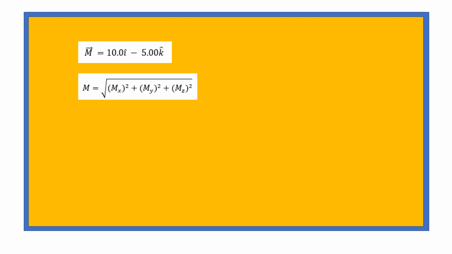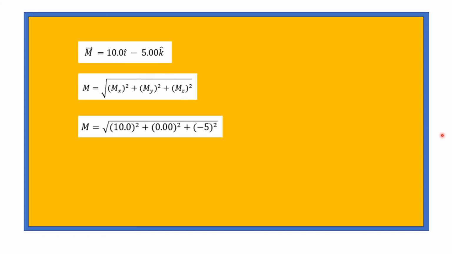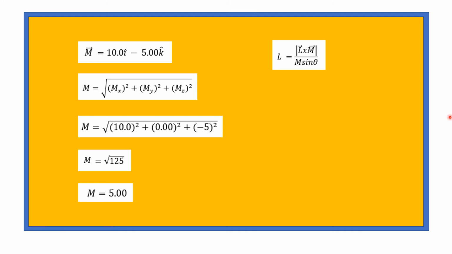So remember again, m is 10.0 i hat minus 5.0 k hat. So the magnitude of m is the square root of mx squared plus my squared plus mz squared. And there's no y component here, so this is going to be 0. mx is 10, mz is negative 5. So we have 10 squared plus 0 squared plus negative 5 squared. So we have 100 plus 25, so the square root of 125, which is equal to 5.00.